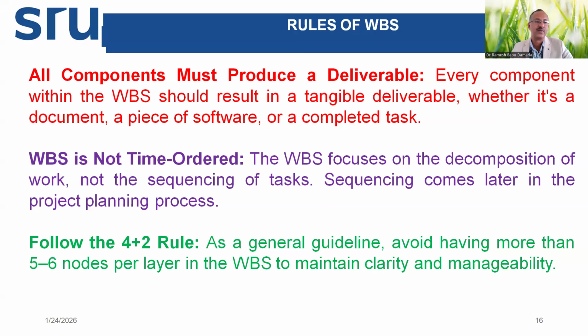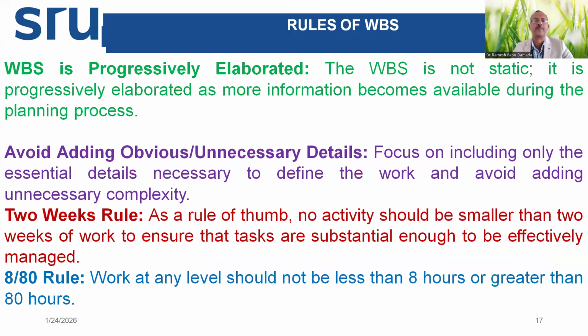Another important rule is to follow the 4+2 rule. When you're dividing one main assembly into sub-assemblies, see that it is not more than 6 sub-assemblies, because each assembly or sub-assembly will be allocated to one team. Generally, for humans, it is difficult if you are allocating 20 different items to one team. So keep a minimum of 4 and a maximum of 6. This is easy for people to follow. Avoid having more than 6 nodes per layer, which we will discuss in the diagram, to maintain clarity and manageability.